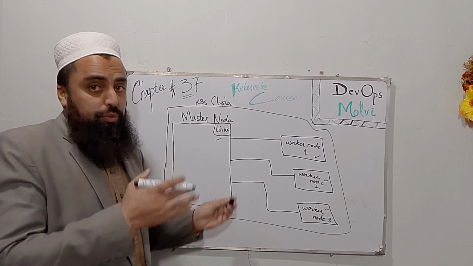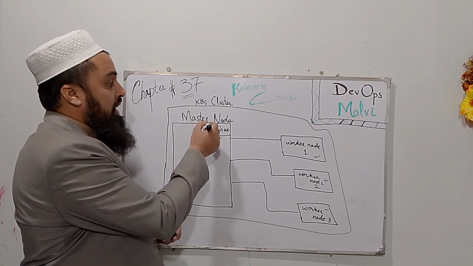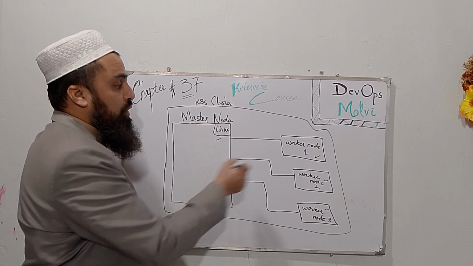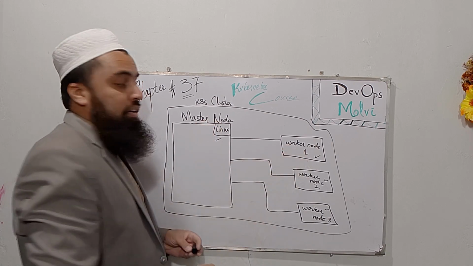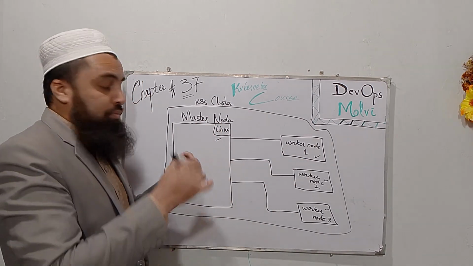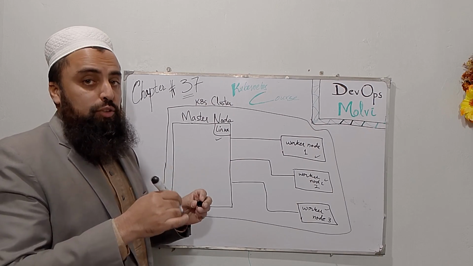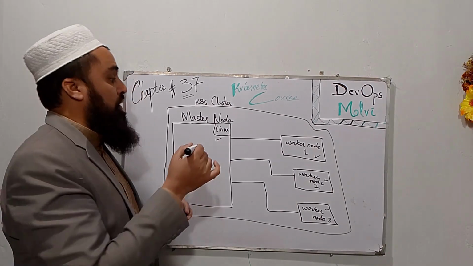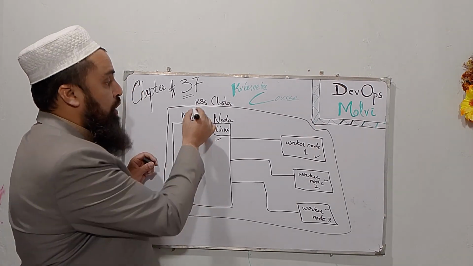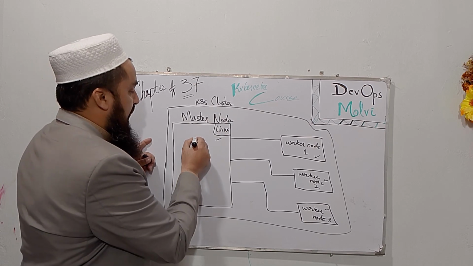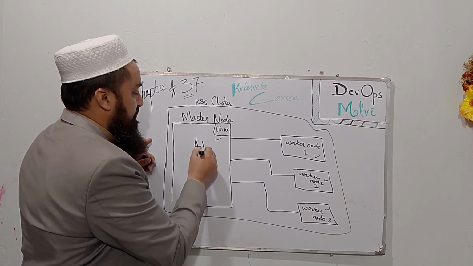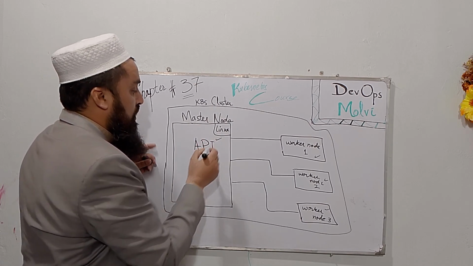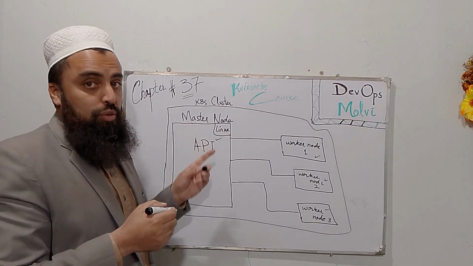We are going to gradually discuss each component. We have components on the master node, and different components on the worker nodes. But to make it simpler so that you can quickly get the general concept of how K8s works, we have this API server. This is one of the core components of the master node.